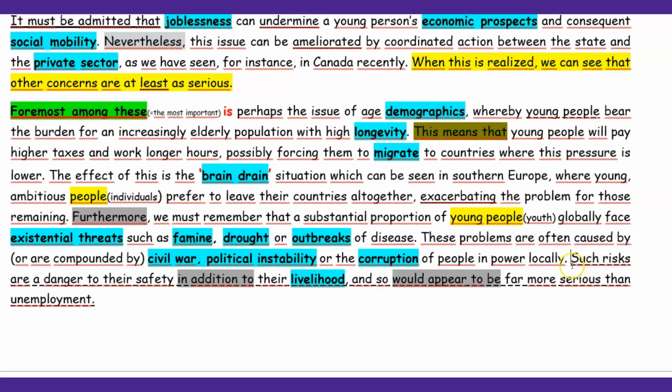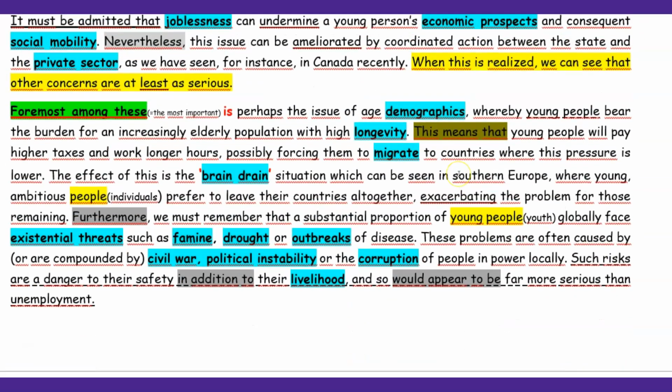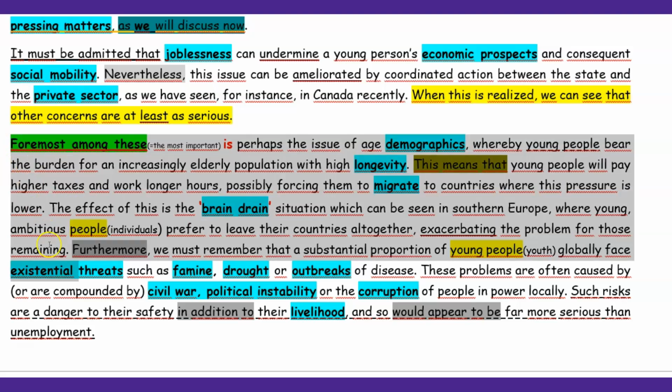Such risks are a danger to their safety in addition to their livelihood, the jobs that they do to make money, and so would appear to be far more serious than unemployment. And writing in an impersonal style to say that the reasons mentioned in this paragraph are much more serious than just unemployment. Okay. Pay attention that this was very well structured here.